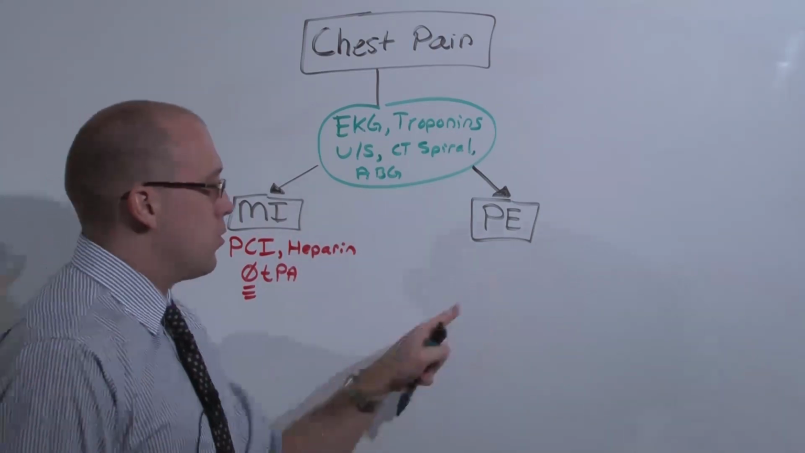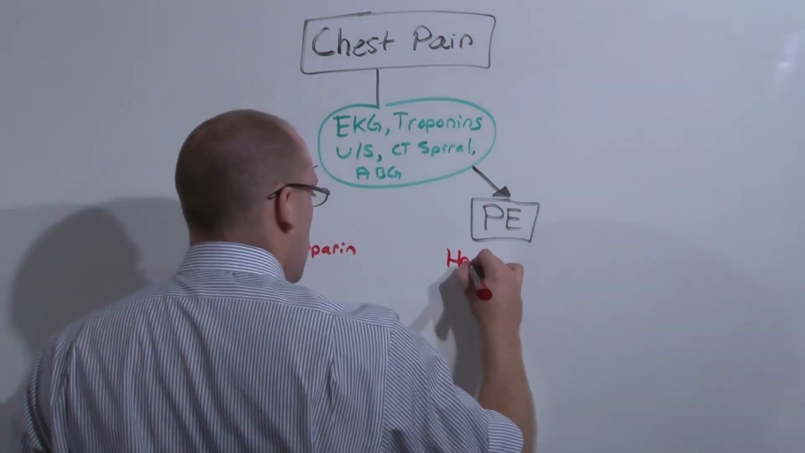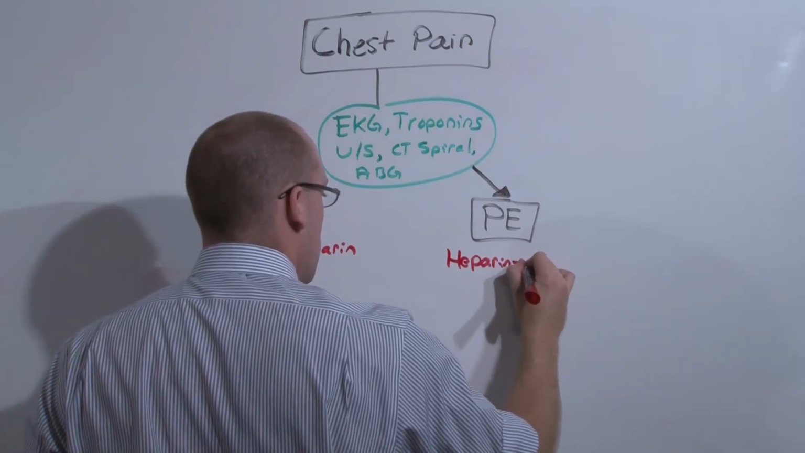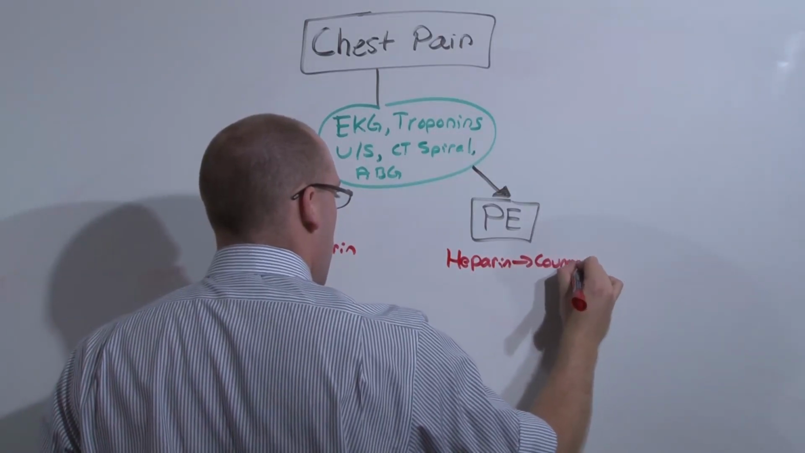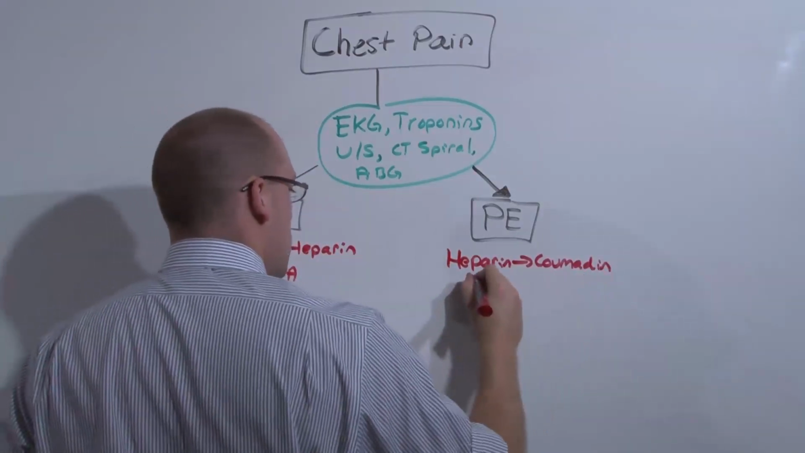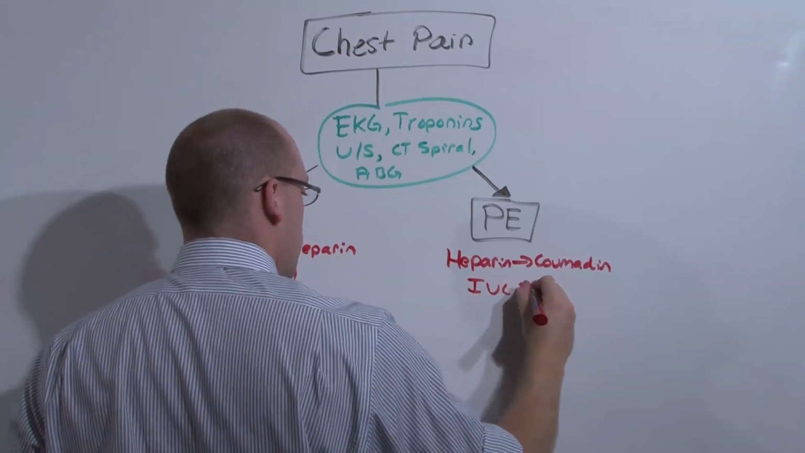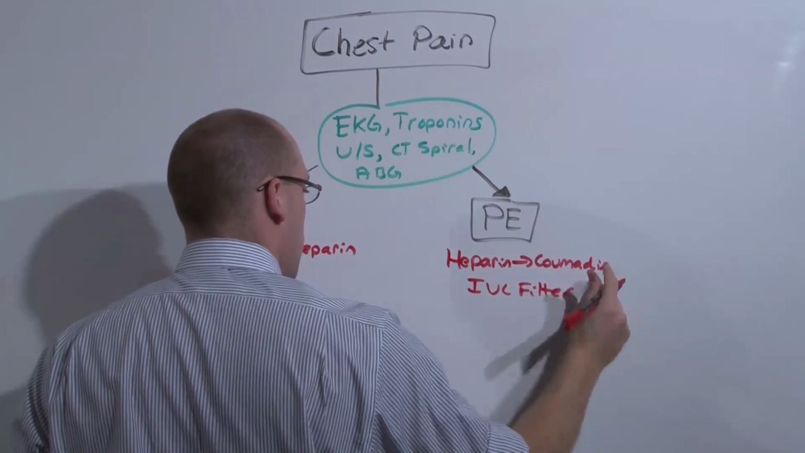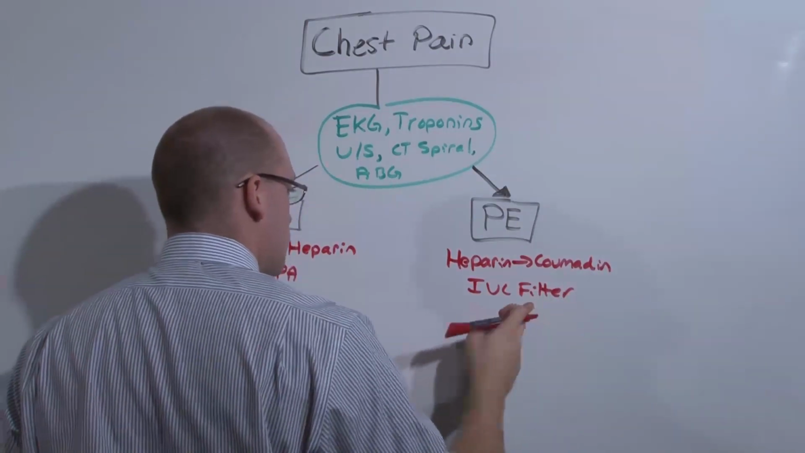If they have a pulmonary embolism, they need a heparin to Coumadin bridge. And if they already were on Coumadin, which is unlikely since you just operated, they need an IVC filter. That is, a repeat offender on Coumadin gets a filter.